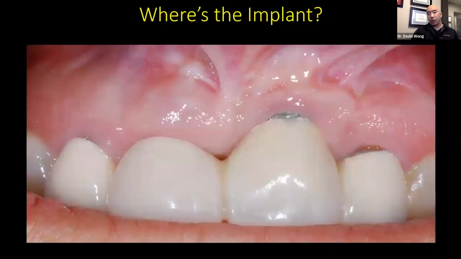This is a patient referred to me by a periodontist. So it doesn't matter if you're a general dentist or a periodontist or other specialist. We're all prone to making mistakes in the aesthetic zone. So today is all about keeping everybody out of trouble. And then later on, we'll talk about some other concepts.